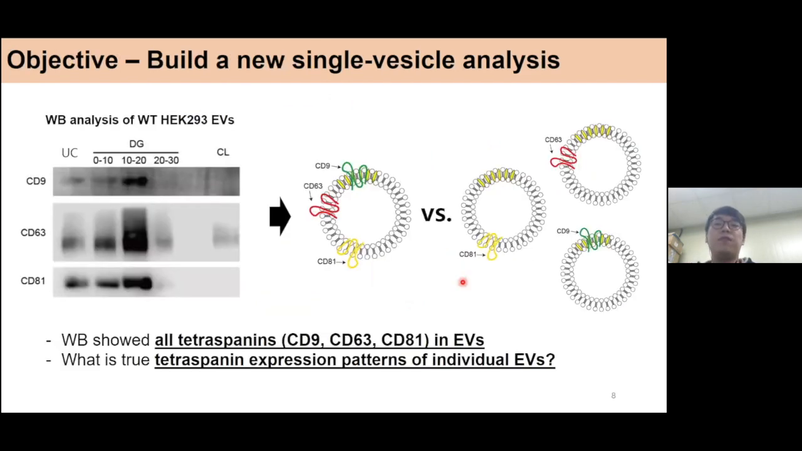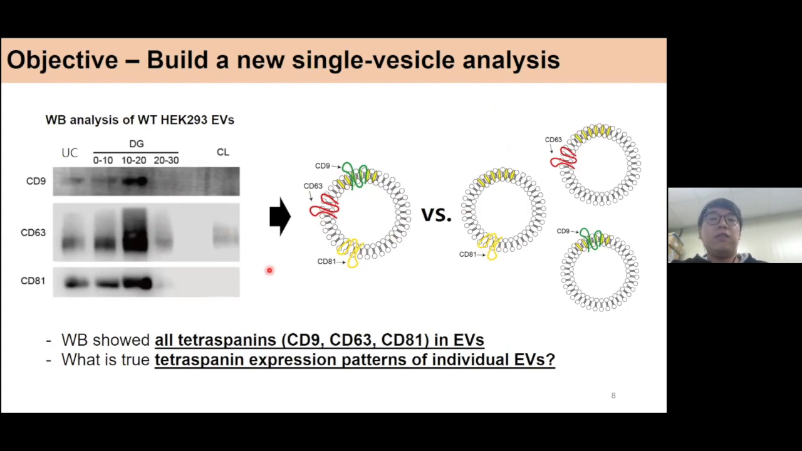So in this current situation, I actually had an old question that started from the early period of my graduate study. Whenever I performed Western blot analysis of tetraspanin markers, I was always curious about how these tetraspanin markers were actually expressed in single vesicles. Are they all expressed in one EV particle, or are they expressed one by one in different vesicles, or are there any specific expression patterns? No one could answer this question because there was no available single vesicle analysis method in the field of extracellular vesicles at that time.